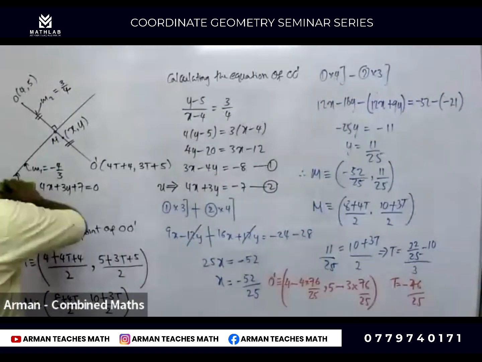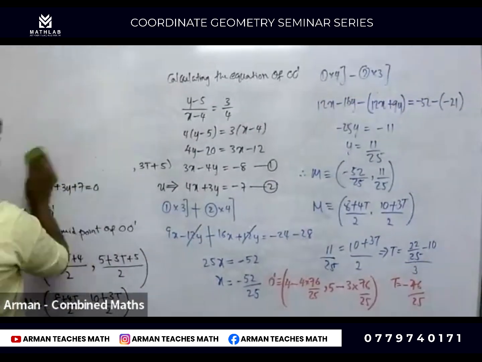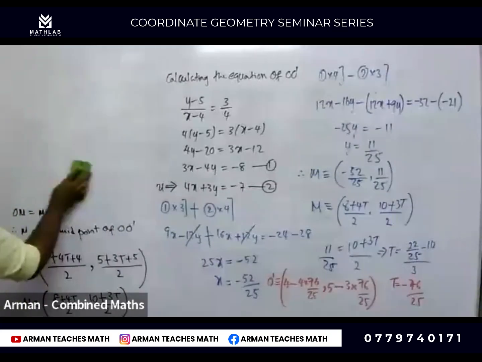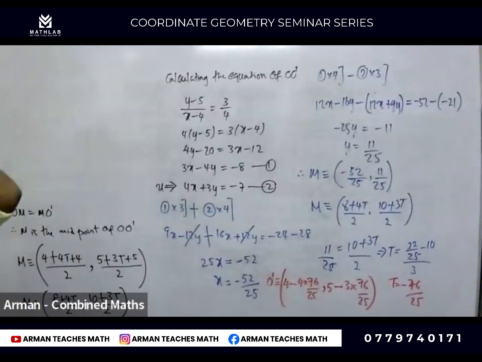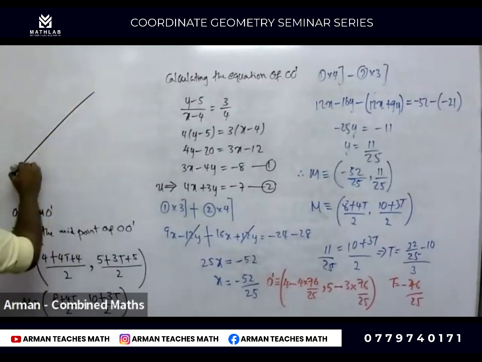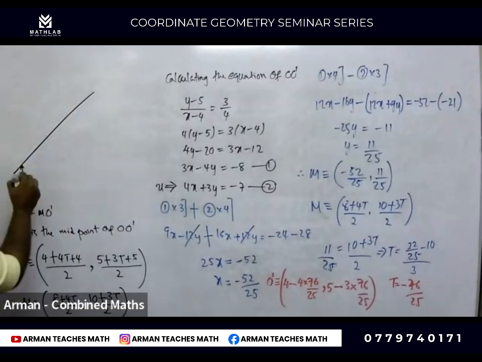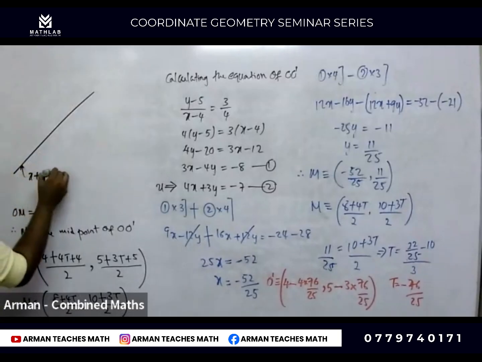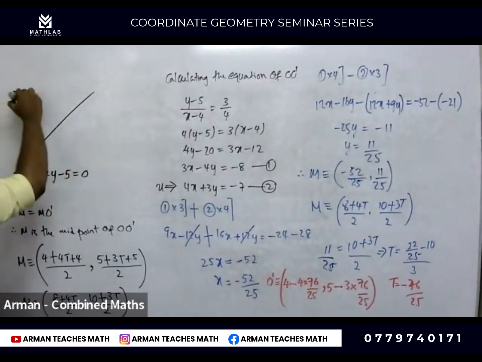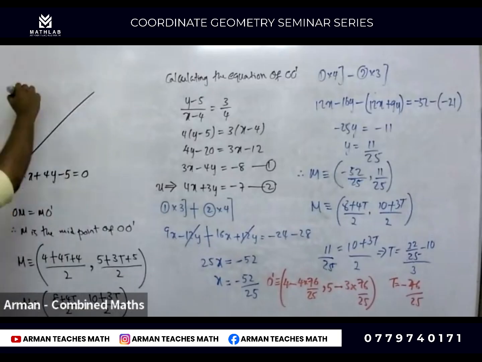So draw this. First of all, draw this. You have a straight line segment L, x plus 4y minus 5 equals 0. And here we have capital A point. Coordinates are given: 1 comma minus 2.